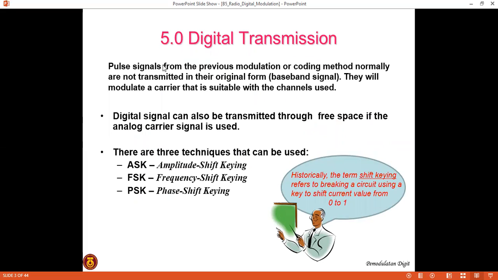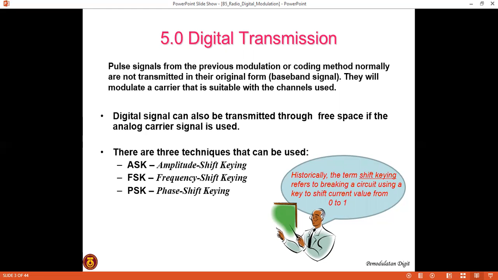What we have learned from chapter 4 are the pulse signals, but we didn't learn about modulating the pulse signals that we generate from the A to D process or from the line coding. We don't modulate. We just stop at line coding. We can change to whatever format. If we transmit without any modulation, then it's called baseband signal.